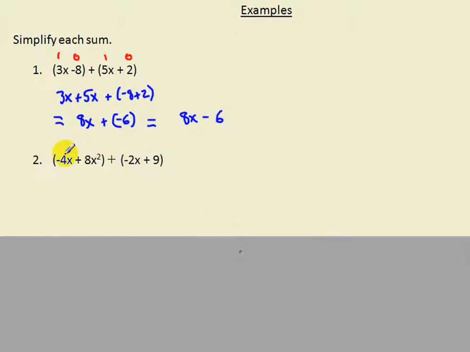Okay, number 2, negative 4x plus 8x squared plus negative 2x plus 9. So let's look again at the degree. Now you don't have to write the degree above here like I'm doing. I'm just trying to show you why we're combining the terms that we combine. Okay, so if we look at those degrees, notice the greatest degree is right here, so that term goes first, 8x squared. That's the only term with degree 2, so we move on. We have two terms with degree 1. We have a negative 4x plus a negative 2x.